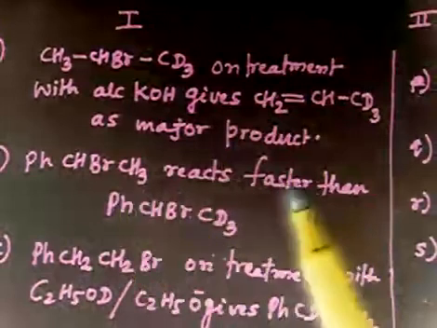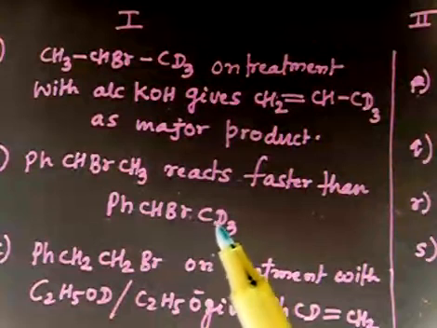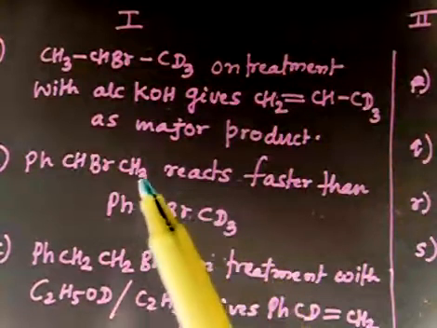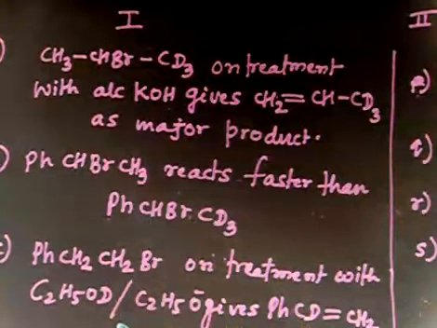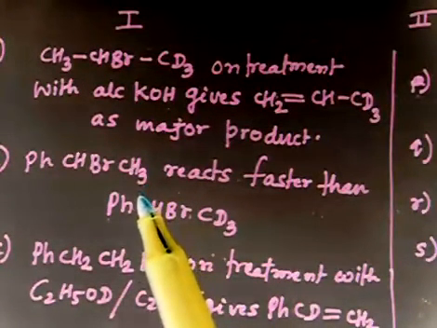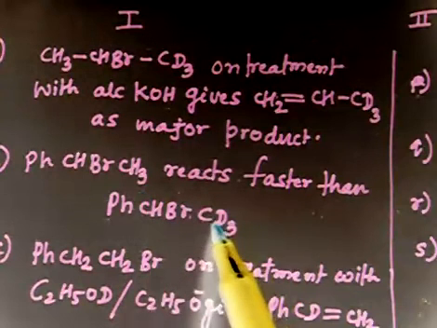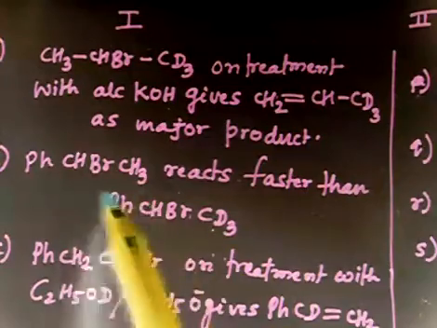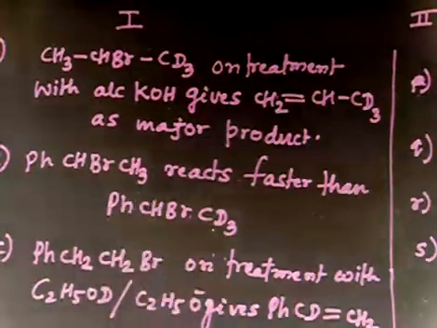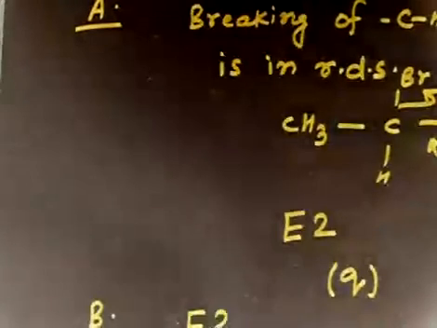PhCHBrCH3 reacts faster than this CD3. Once again, this has to have something to do with the carbon-hydrogen bond, because this reacts faster. So once again, this is an E2 mechanism. Are you getting? Because the C-D bond does not break in the rate-determining step. In this case, the C-H bond breaks. So for B also you will have option Q, that is the E2 case.